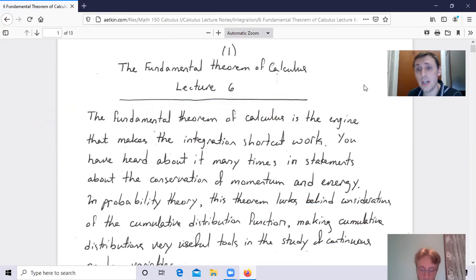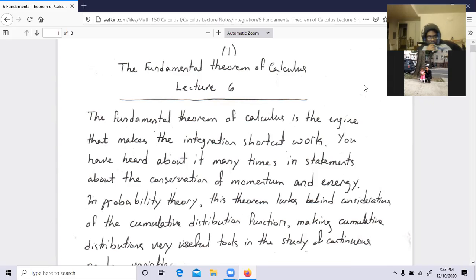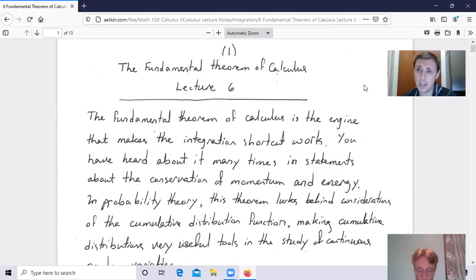Why? Because the Fundamental Theorem of Calculus, you can recognize it in physics as one of those very important results that are identical, mathematically equivalent to conservation of momentum. Or for example, when you have an interchange of kinetic energy and potential energy, the work energy theorem, it's a version of conservation of energy.